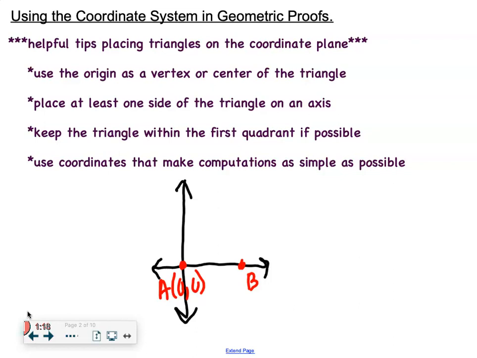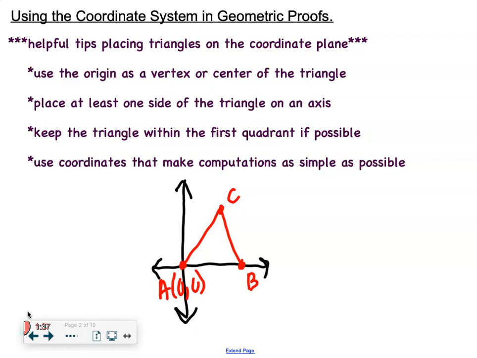And then if it's possible, you want to keep everything positive, so keep everything in the first quadrant, up in here. Does that make sense? So let's just pretend I put C here. And then I like to use even numbers, because if you have to divide by 2, you won't get a fraction, you'll still get a whole number.